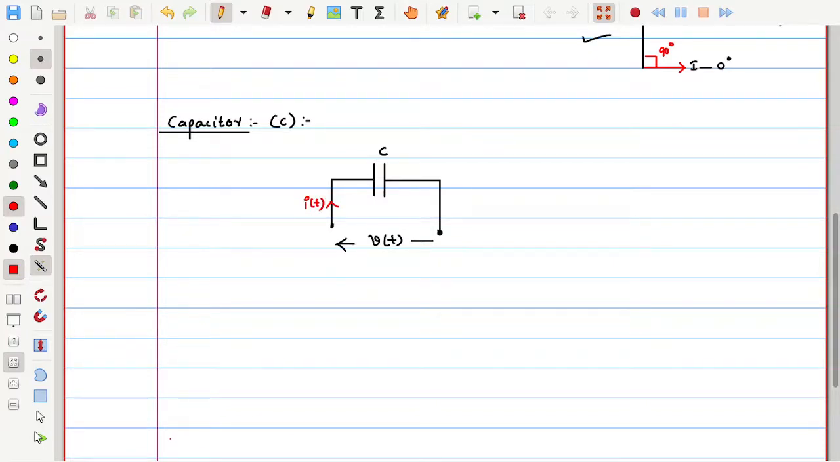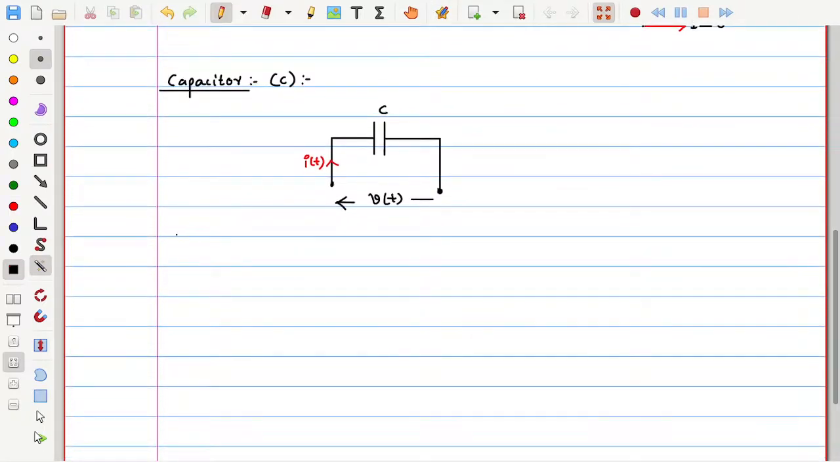Now, it's your wish that you can either assume voltage and determine current, or assume current and determine voltage. One can do these things in many ways. Let us say that we know for a capacitor this relationship: I is equal to C into dV by dt. This is the voltage-current relationship for a capacitor. So, if I assume voltage, take the differentiation and multiply with C, I will get the current.